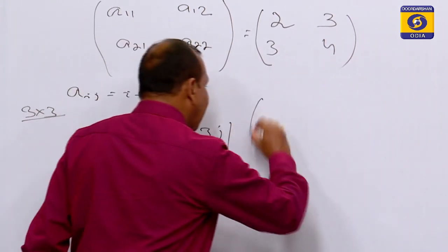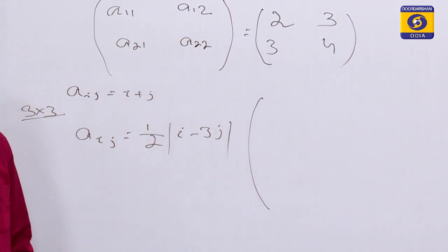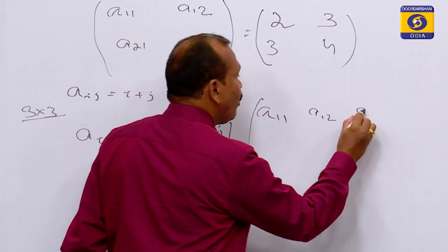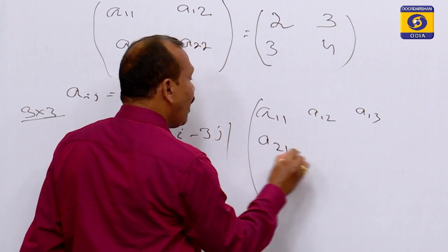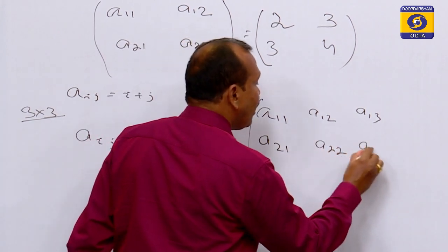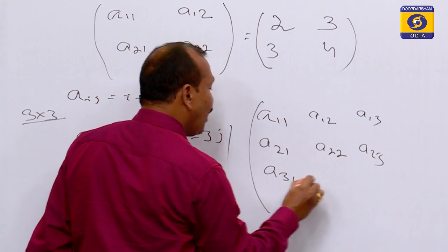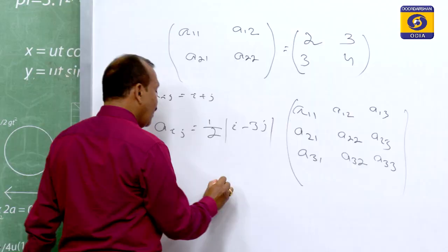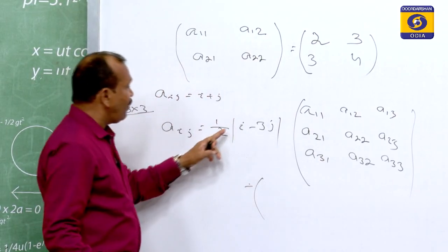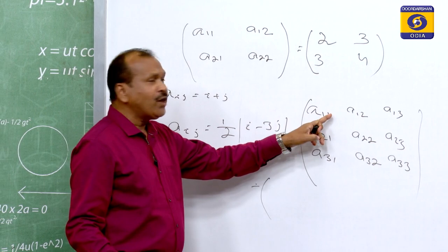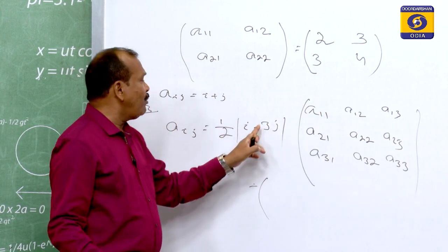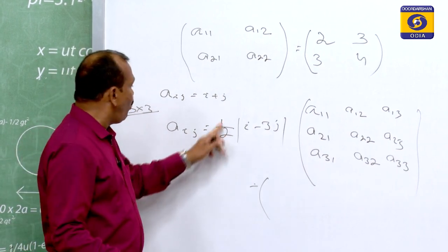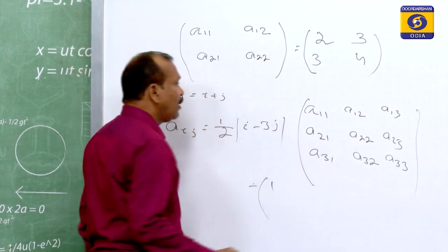First we construct a 3 cross 3 matrix in general form, that is A11, A12, A13, A21, A22, A23, A31, A32, A33, where Aij is equal to half modulus of i minus 3j. So A11: 1 minus 3 is equal to minus 2, the mod becomes 2, 2 by 2 becomes 1.